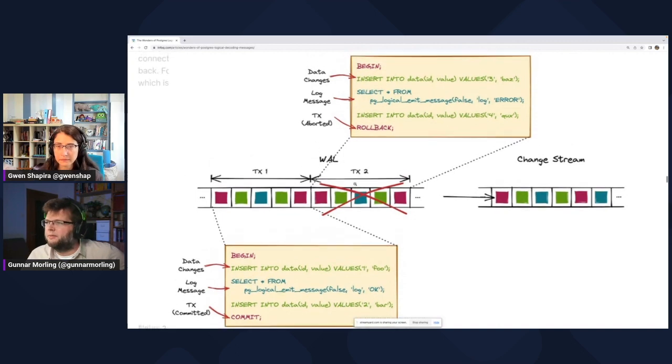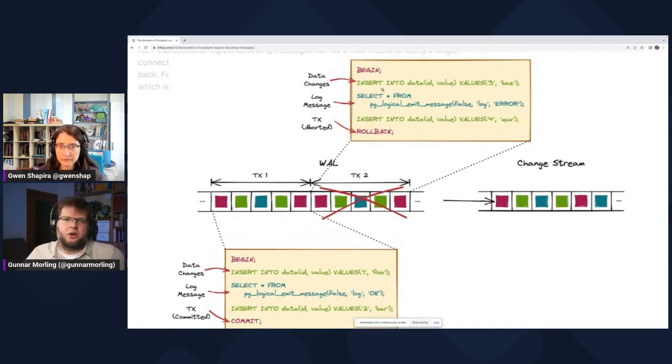Then we have the second one. It's the same thing, but something goes wrong and we want to roll back this transaction. And we also want to emit a log message about it. And here we say this should be a non-transactional logical decoding message. We give some description there, and then we roll back our transaction. So it would be undone.